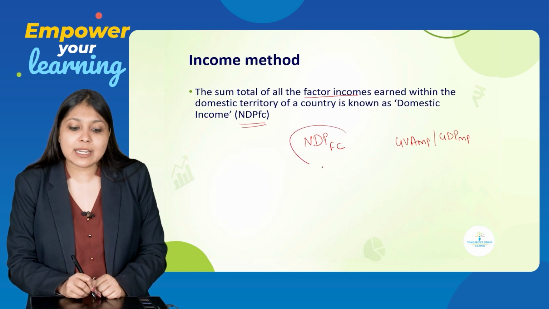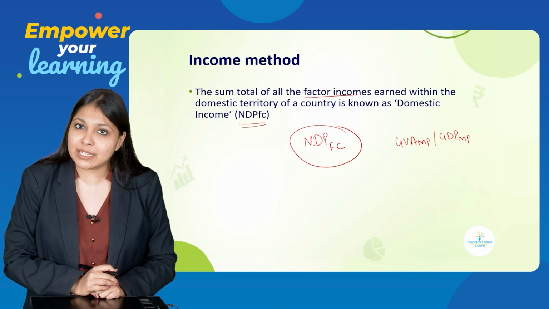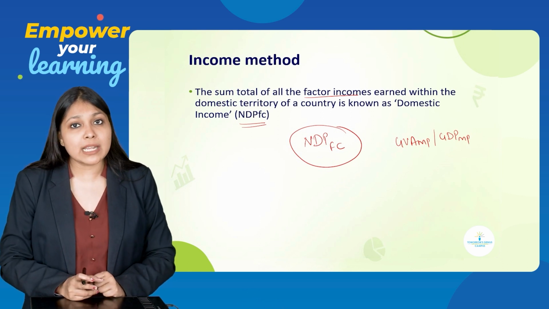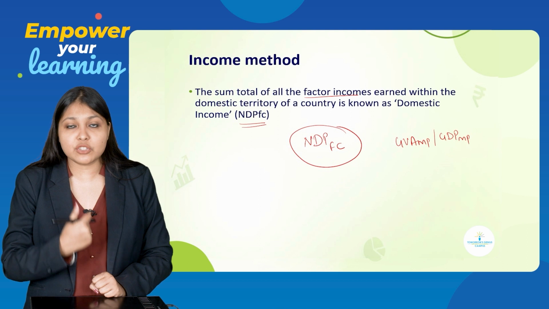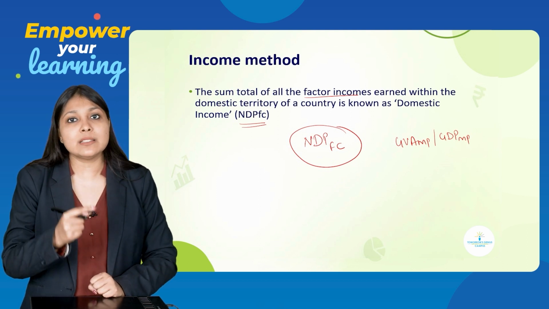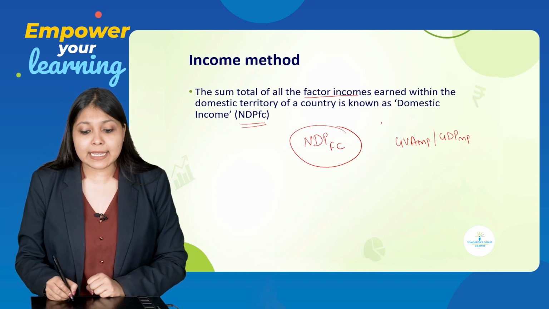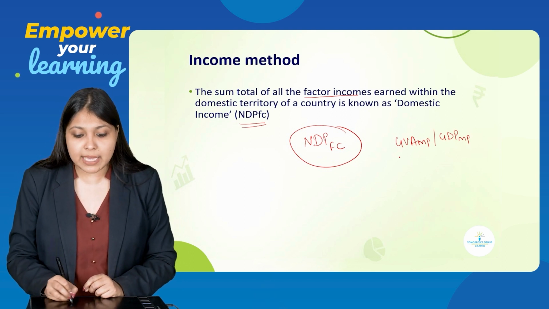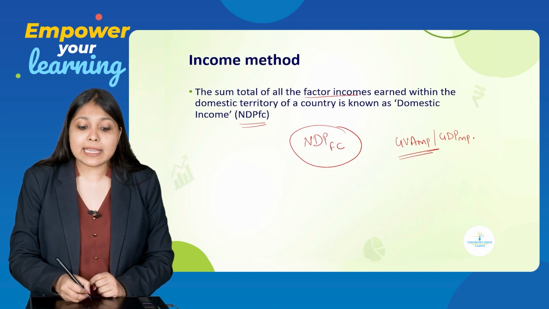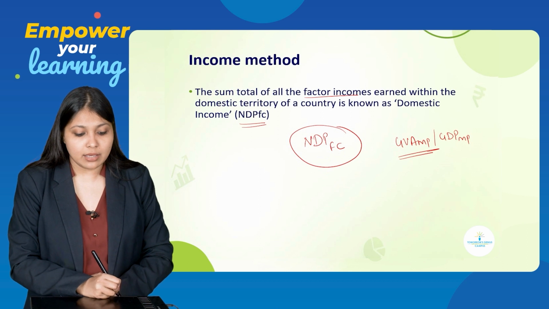Remember, we have studied the definitions of all the aggregates in our previous video. If you have not watched that video, then please go and watch it and then come to this video. Only then will these things be helpful for you all. So, the aggregate of the value added method was GVAMP or GDPMP. The aggregate of the income method is NDPFC.